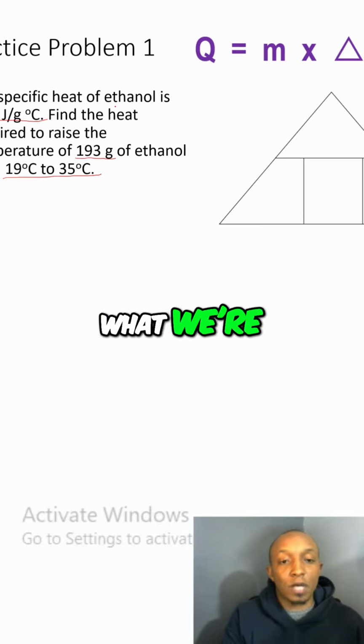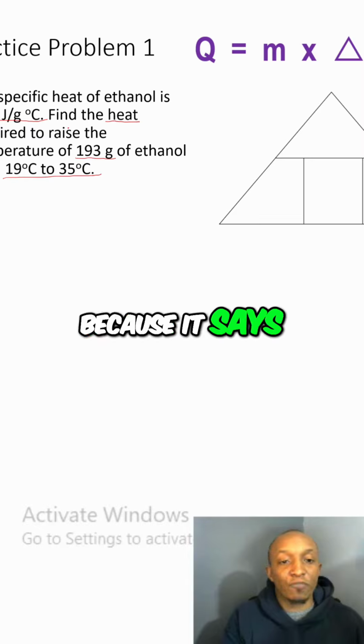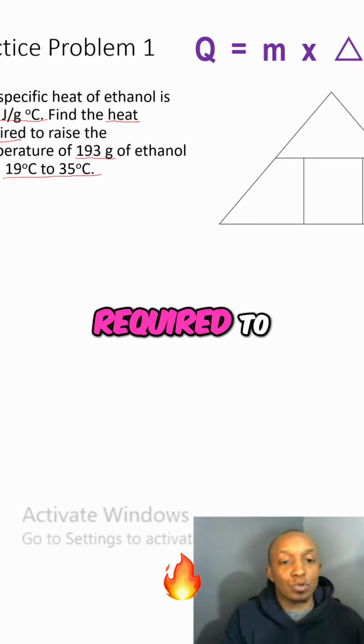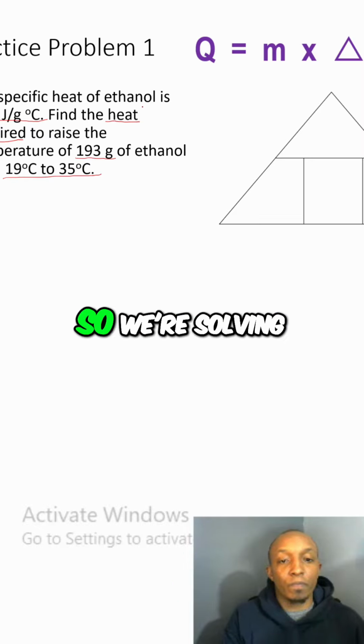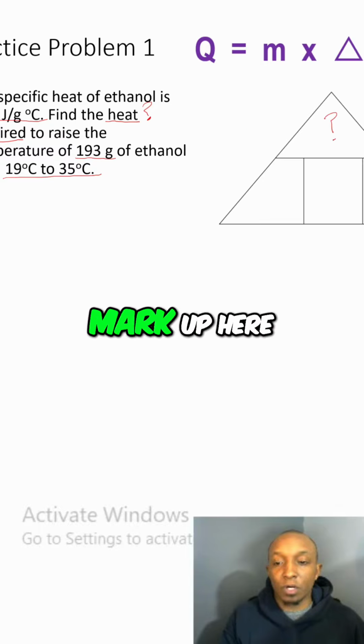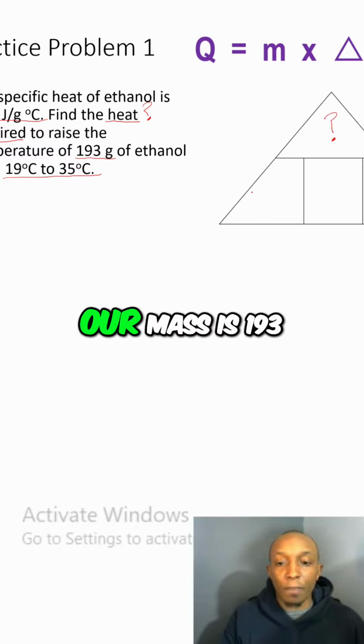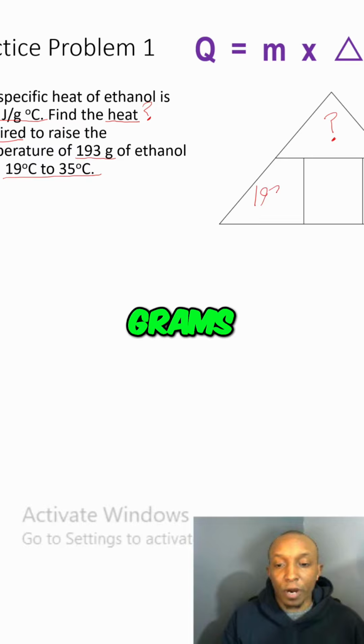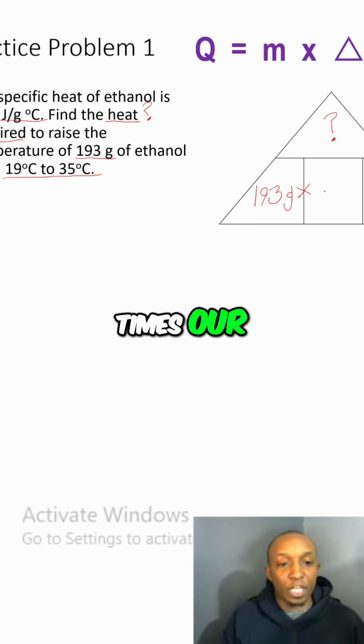And what we're solving for, we're solving for heat energy because it says find the heat required to raise the temperature. So we're solving for Q. So I go ahead and put my question mark up here for Q. Our mass is 193 grams times our change in temperature.